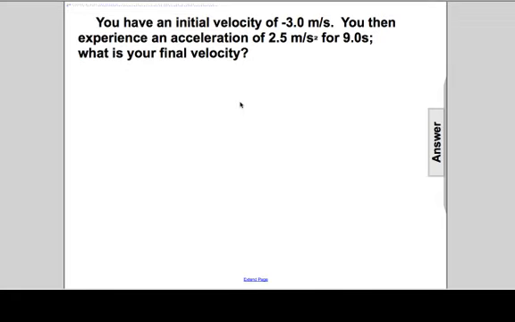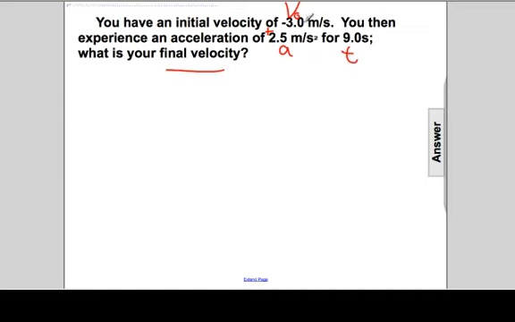Alright, in this problem we have an initial velocity of negative 3 meters per second. Let's just write a starting speed of negative 3. Then you experience an acceleration of positive 2.5 meters per second squared, and you do that for an elapsed time of 9 seconds. What is your new speed?